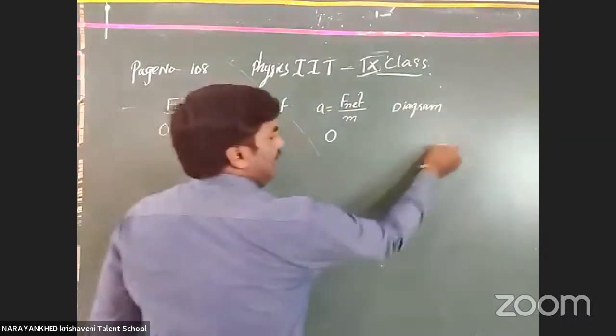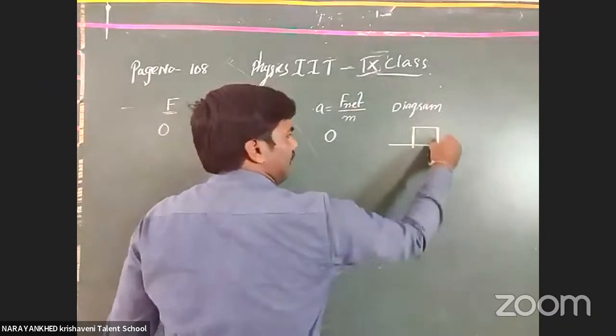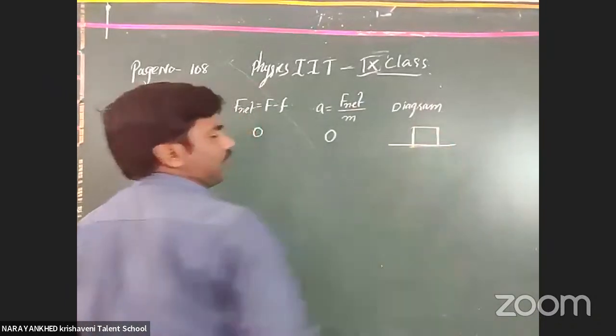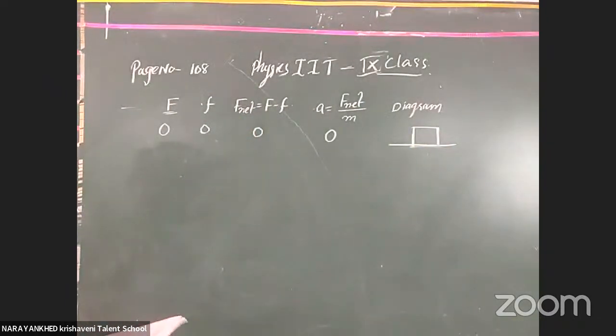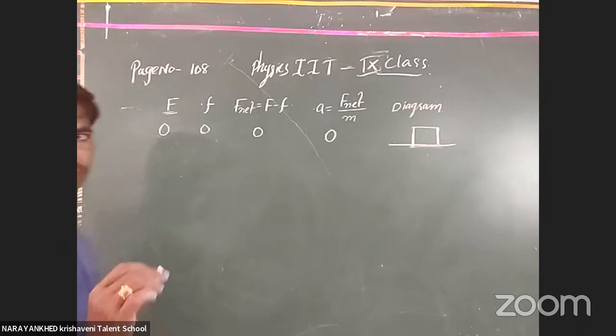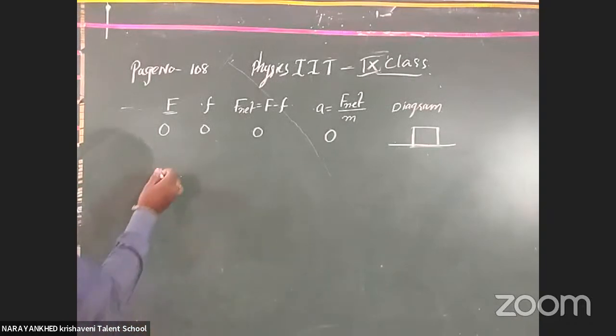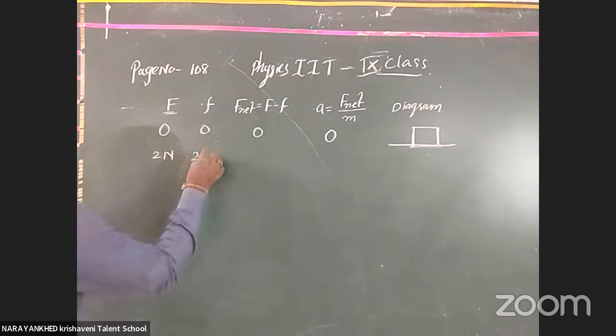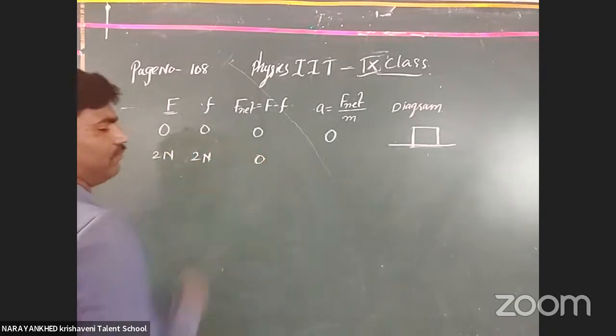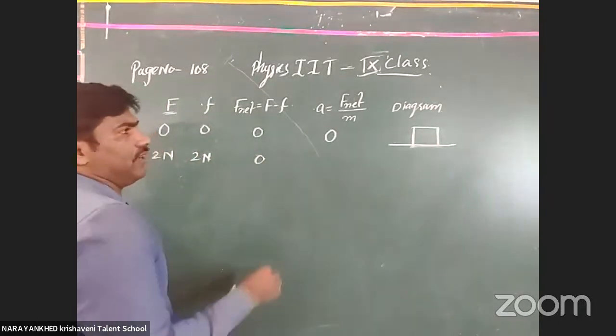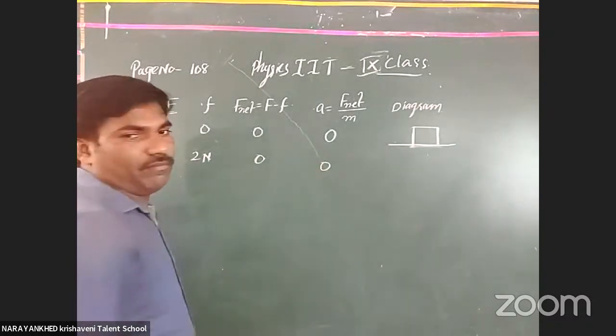Simply, it will be stable. Like that we have to draw the diagram. Got it or not? And here no forces are applied, so the body should become stable. Next, what we considered: we applied 2 newtons and 2 newtons. What becomes 0? Now, moreover, the acceleration also becomes 0.